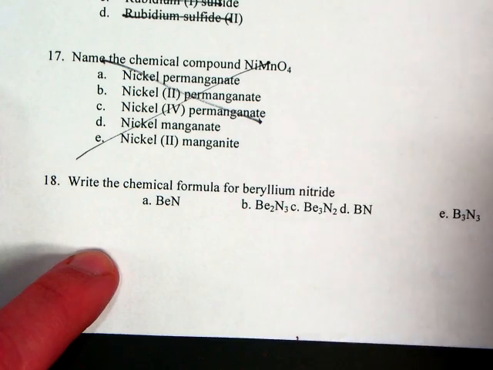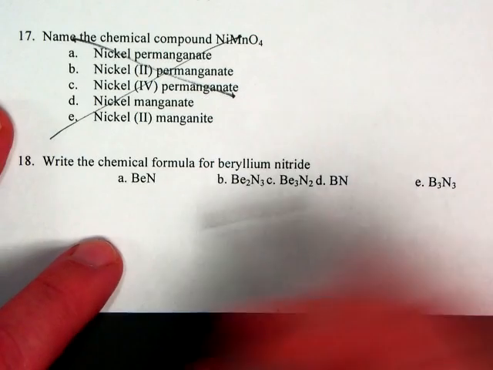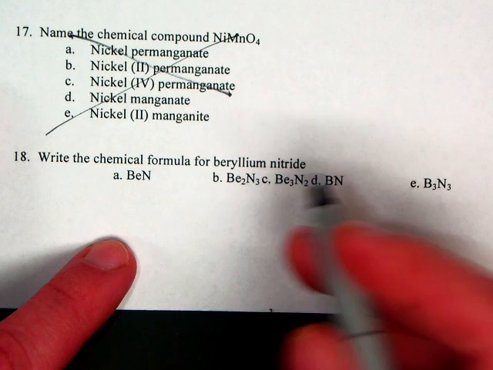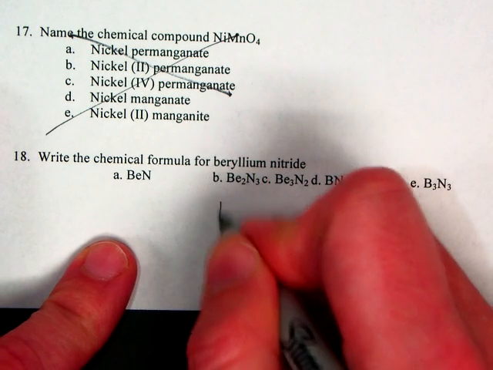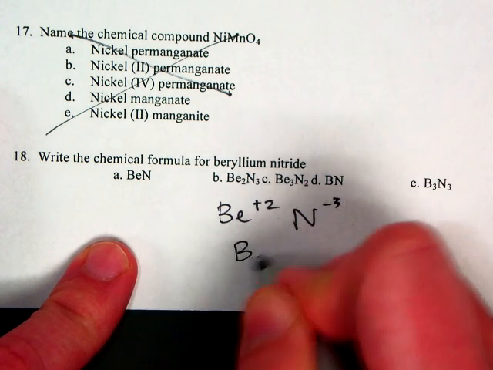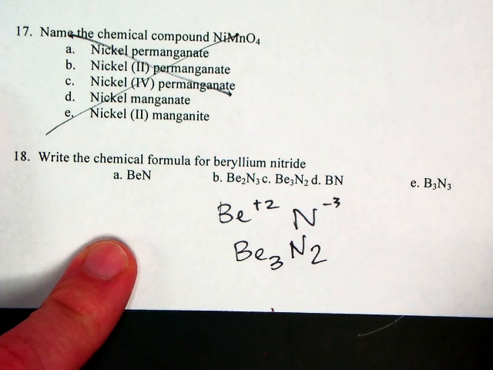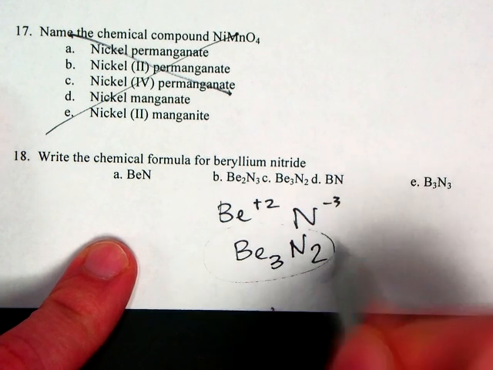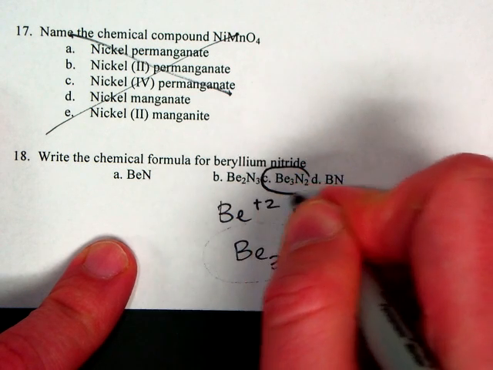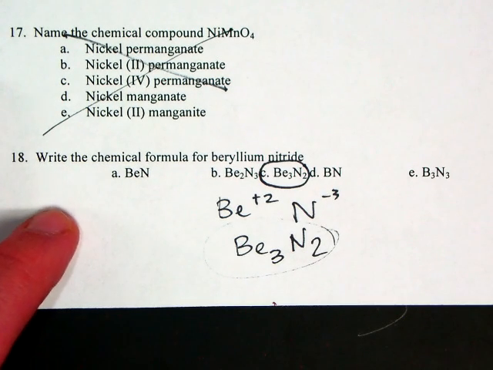Number 18, write the chemical formula for beryllium nitrate. All of these look legit, so what I would do is write it out first. There's no prefixes here, so what you should do is crisscross. Beryllium is +2, nitrogen is -3, so you get Be3N2. Okay, and then find that answer here, which is right there, tucked in, letter C, Be3N2.